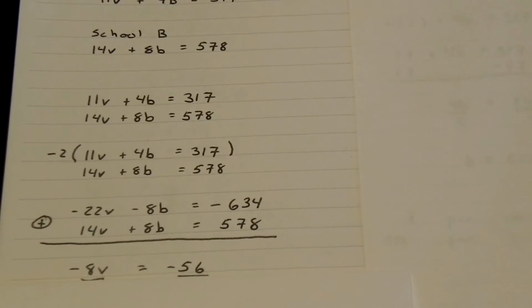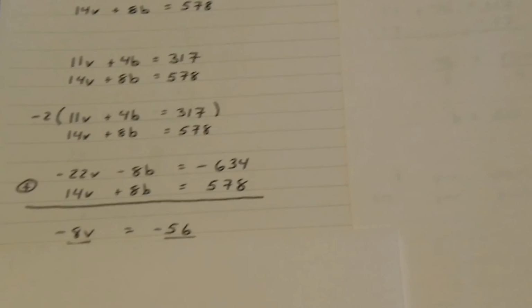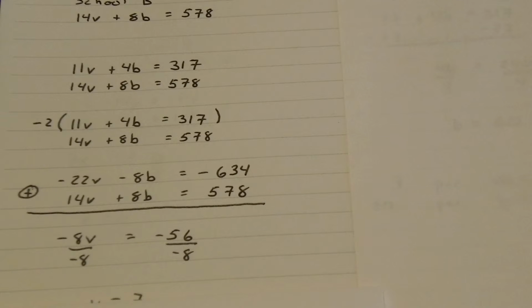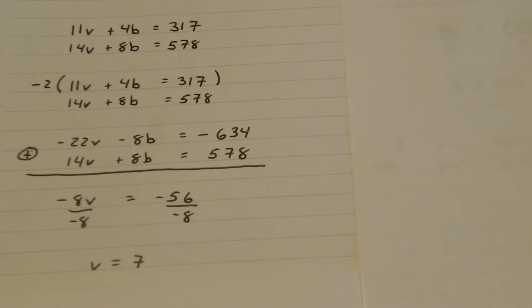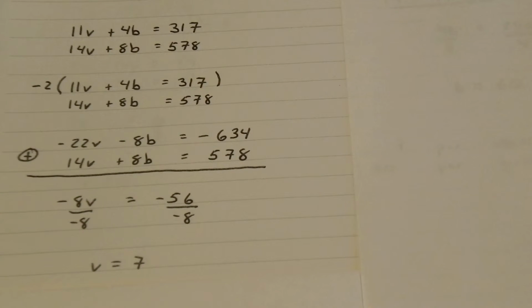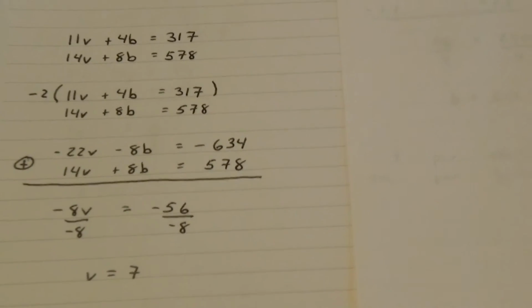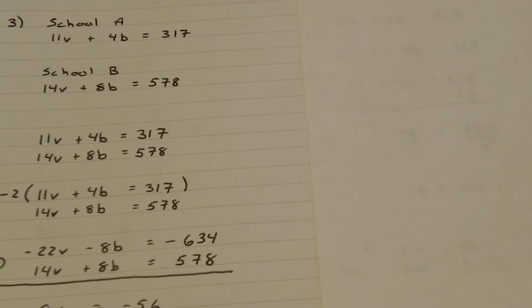To solve for V, divide each side by -8, and we end up with V equaling 7. So we now know that each van holds 7 students. We can take that solution and substitute it in to one of our original equations.